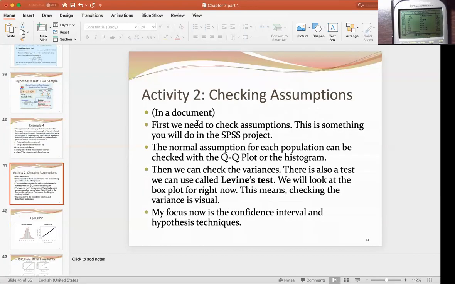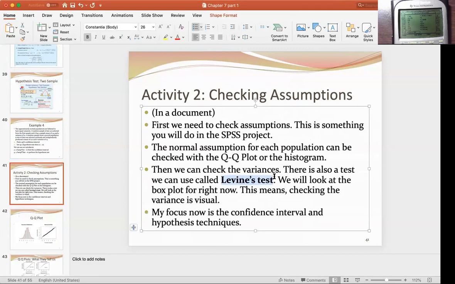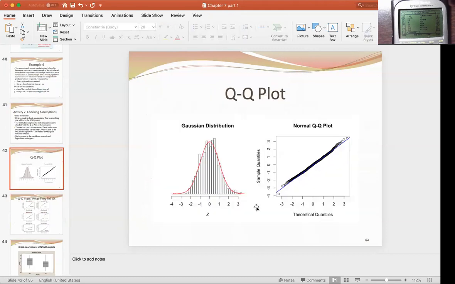Checking assumptions. I'm going to put this on D2L, just be sure you read it. Normality assumptions, same as usual. You can look at a histogram or QQ plot. Variances, we're going to learn something new, not today, but in a week or so. We're going to learn something called Levene's test that we can check for equal variances. So you're familiar with looking at these.